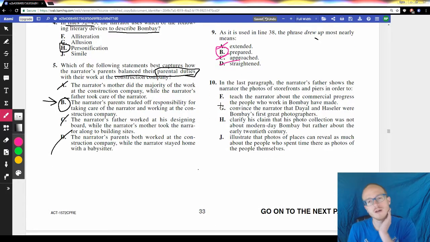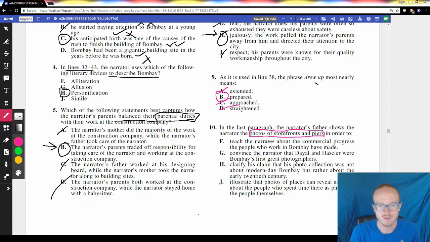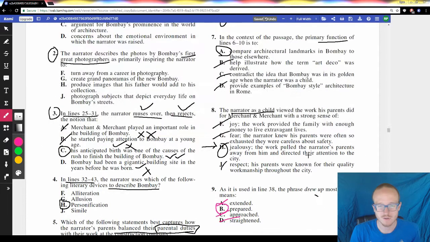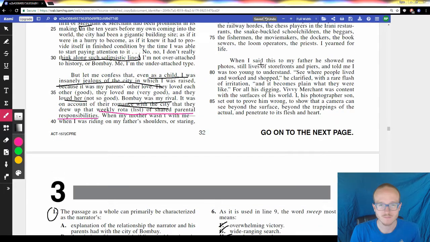In the last paragraph, the narrator's father shows the narrator the photos of storefronts and piers. Okay, here's another really strong keyword bit, right? So I know it's in the last paragraph. That's first off, we can really easily look there. Now I want to see this photos of storefronts and piers, or at least storefronts and piers, right? Storefronts and piers, here it is. So when his father's showing him storefronts and piers, they're asking about his intention, right? So let's see what this says.